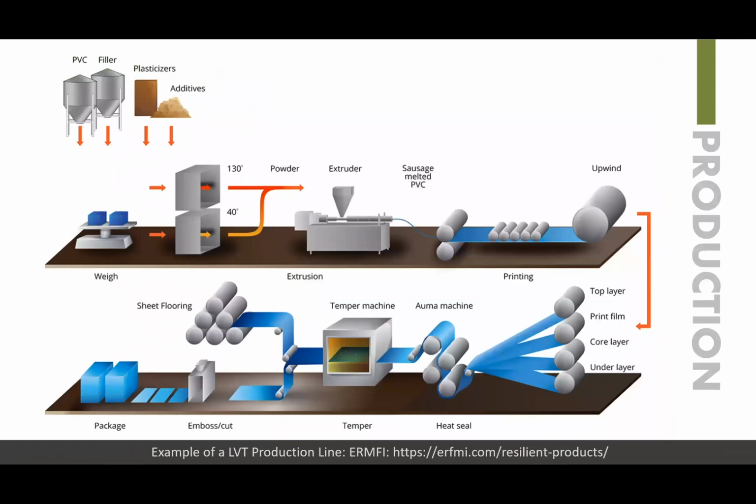This is the example of the production where you can see there's many layers: the top layer, the print film, the core layer, the underlayment, and how it comes together, goes through the heating process and creates sheet flooring that is then cut into various types of tiles.